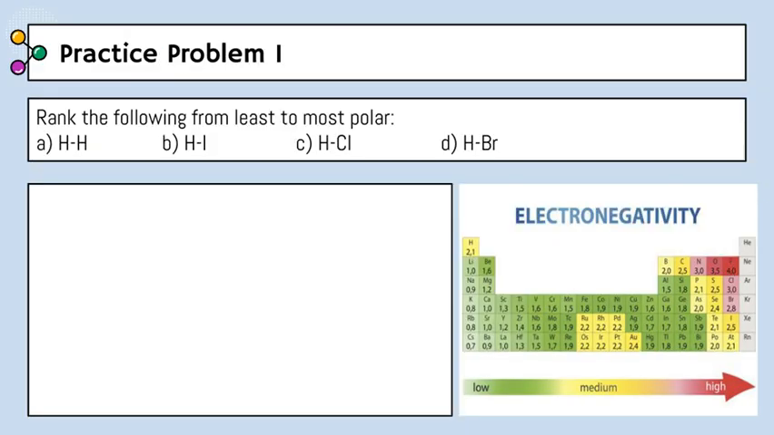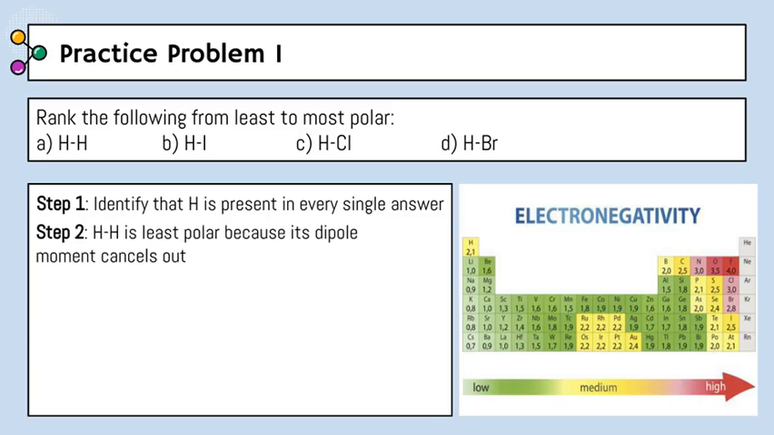Let's rank the following from least to most polar. The first step is to identify that H is present in every single answer, so we can use hydrogen as the base element to compare it with all the other elements. The second step is to rule out H to H and make it least polar because its dipole moment cancels out. Since hydrogen has the same electronegativity value, it will equal 0, making it the least polar.